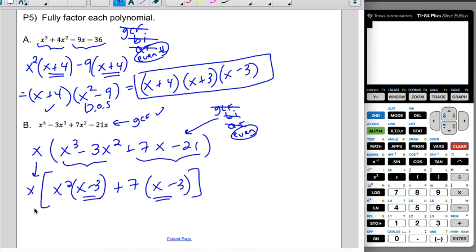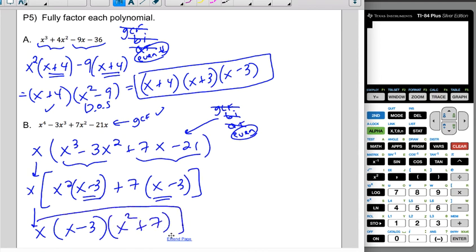So I now get that this is an x times an x minus 3 times what was left, which was the x squared plus 7. That is a sum of squares, or, because 7 is technically a square, just like 3 technically was too, 7 is root 7 squared. Either way, it's a sum, so it's not going to factor, and that's my final answer.